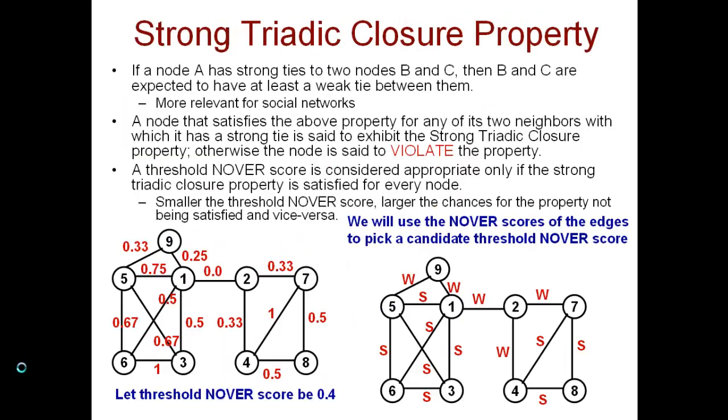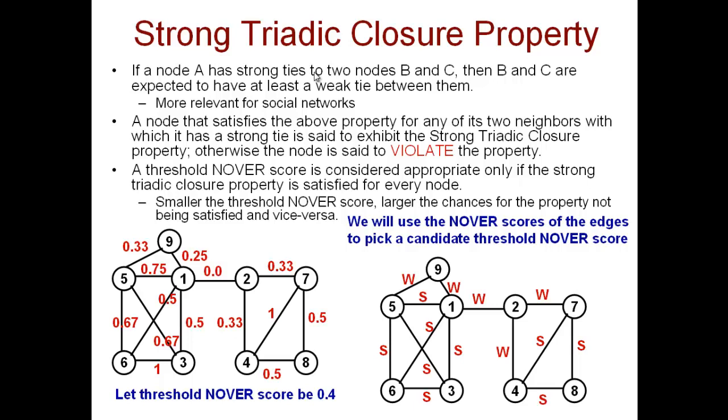Now, what is the strong triadic closure property? This is the property: if a node has strong ties with two of its neighbors, let us say there's a node A, it has a strong tie with two of its neighbors B and C, then we expect B and C to have at least an edge between them. That edge could be a weak tie or a strong tie, but at least B and C should have an edge between them. So if a node has strong ties with two of its neighbors, then the two neighbors should be connected to each other. That's basically what it is.